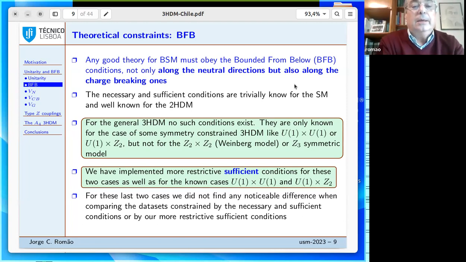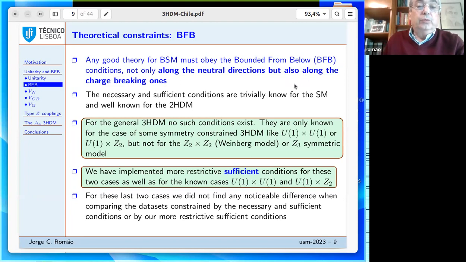Okay. The difficulty is that these potentials are very complicated if you take 3 doublets, and it is very difficult to look at all directions. Ivanov has developed some clever methods to do that, but the general case is not treated, or even the simpler cases like Z2 cross Z2 or Z3.